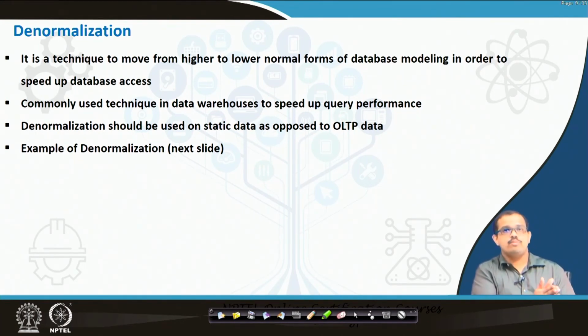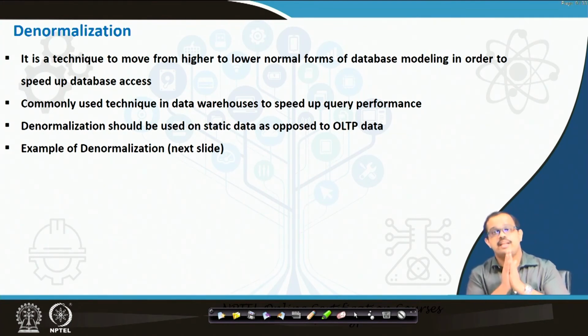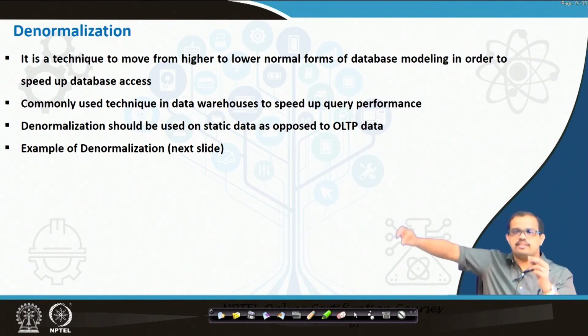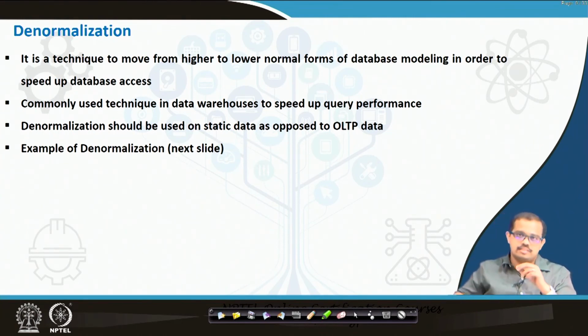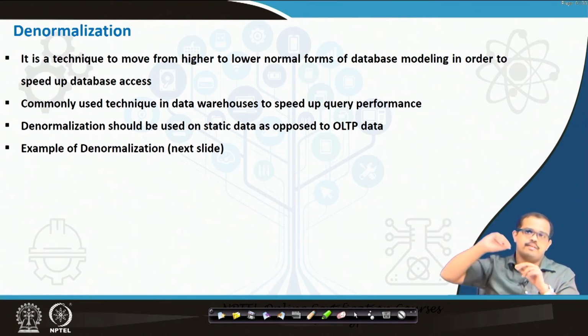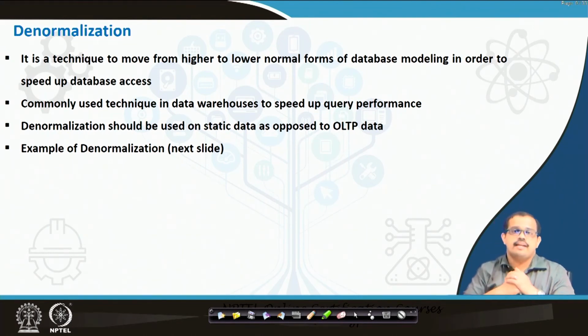It is the technique to move from higher to lower normal forms of a database model in order to speed up database access. Many a time the fourth normal form or the fifth normal form may take a bit of higher time. Why? Because if it has a lot of connections, then reaching the nth connection may take a bit of time, but not in today's computational context. This is a commonly used technique in data warehouses to speed up query processing. So you try to denormalize it and do the query processing.